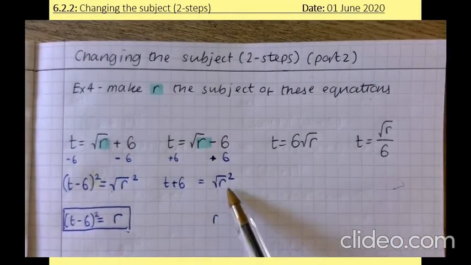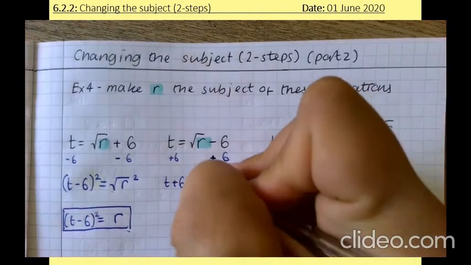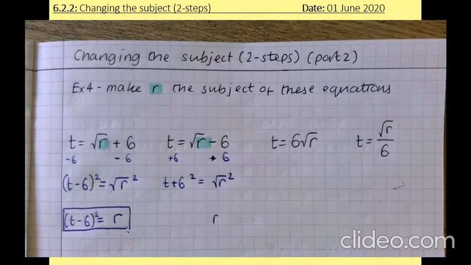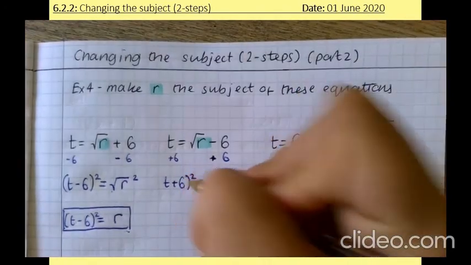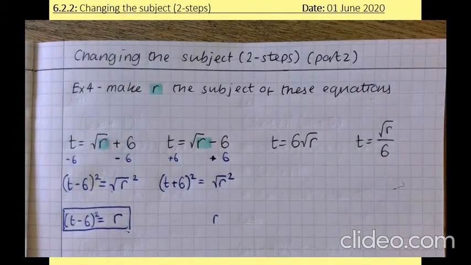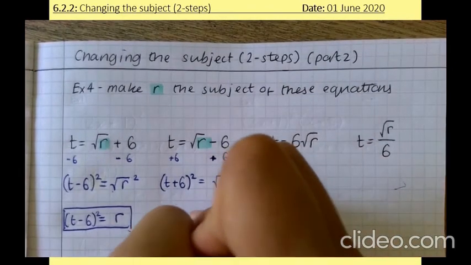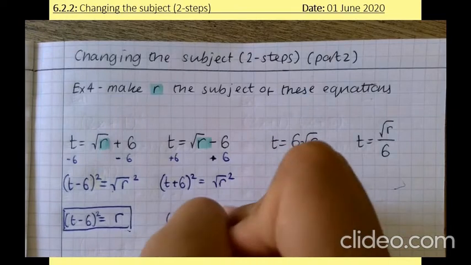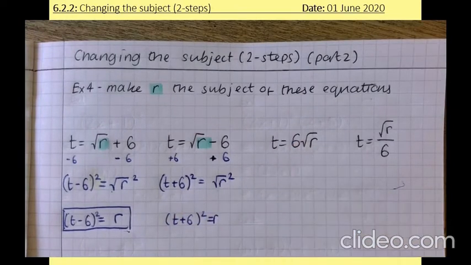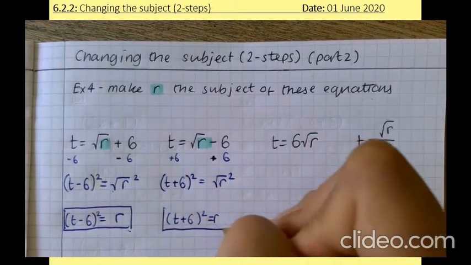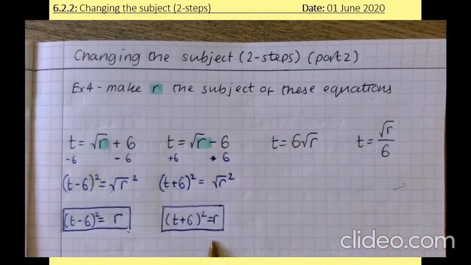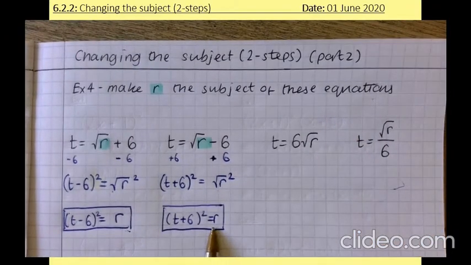Whatever I do to one side, I have to do to the other, but I'm not just going to square the 6. I need to square everything on that side. So my answer is t plus 6, all squared, equals r. I know I'm finished because I have successfully made r the subject of this equation.